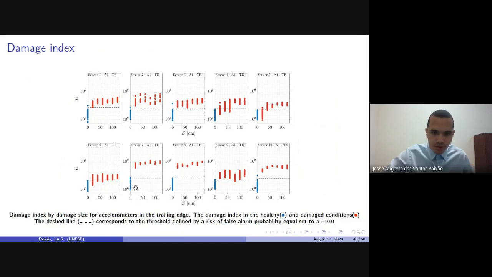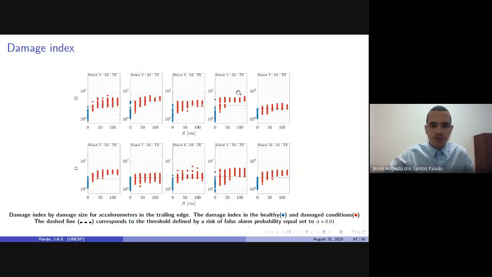by the difference between the damage index in the healthy condition, represented by the blue points, and the points in the damage conditions, represented by the red points. In this case, they are more sensitive when compared, for example, with sensor 5 and sensor 6. And in this case, we are considering the actuator at position A1. We have the same graph for the actuator at position A2, and we can see a difference.